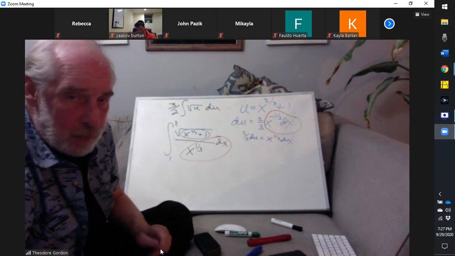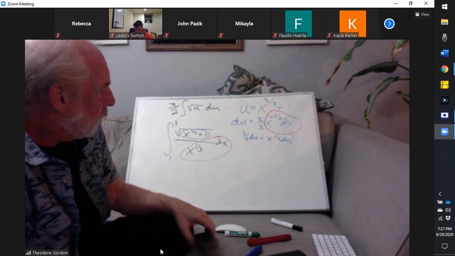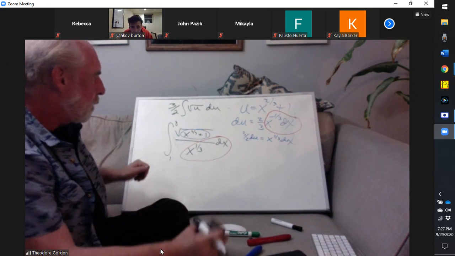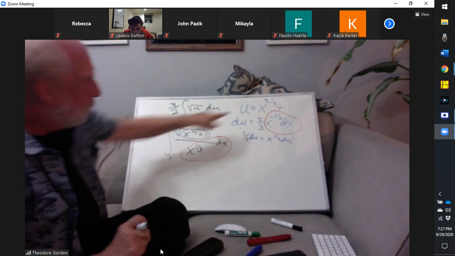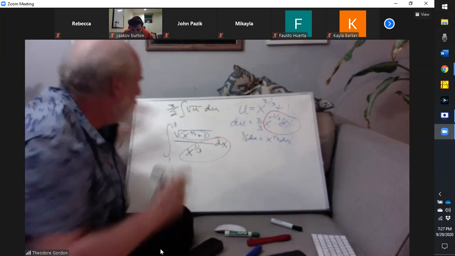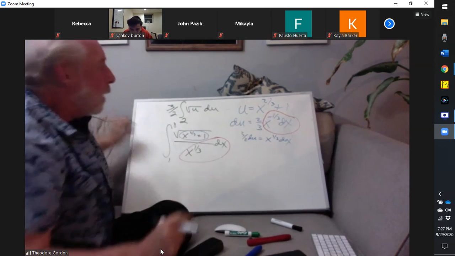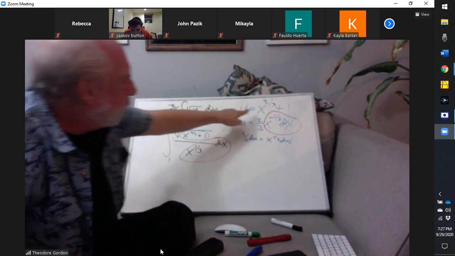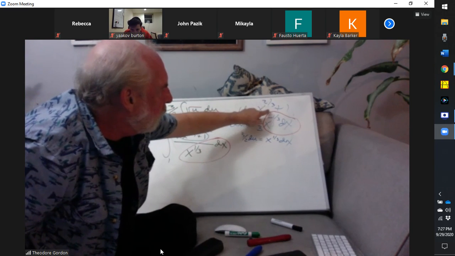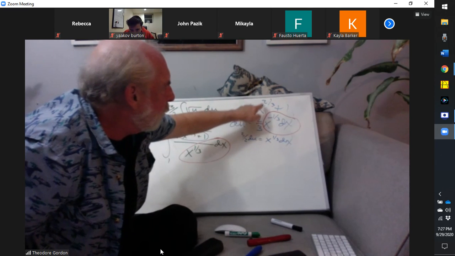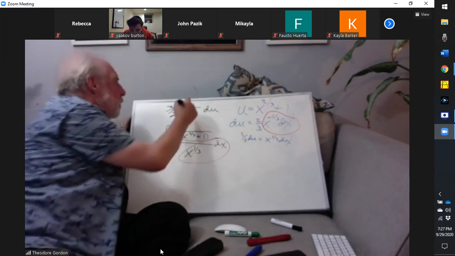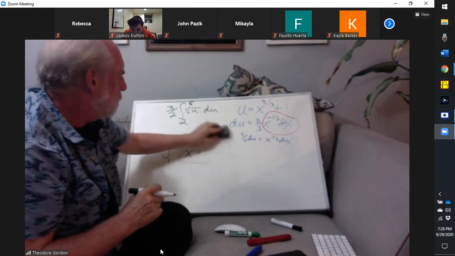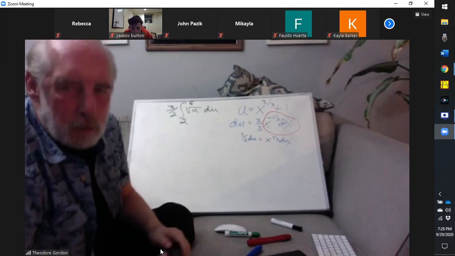We've got to do one other thing. I have to change these x values into u values to put them here. So when x is 1, 1 to the 2/3 is 1, plus 1 is 2. And here's the reason for this number 8. If x is 8, we get 8 to the 2/3. The cube root of 8 is 2. 2 squared is 4. 4 plus 1 is 5. And there's the integral. We all good with that?